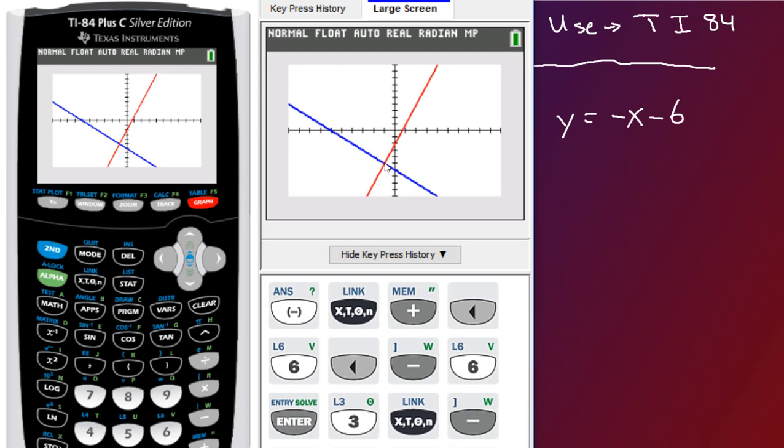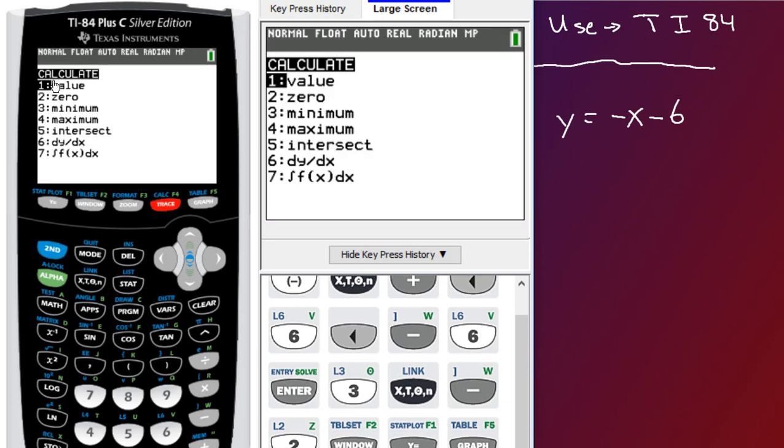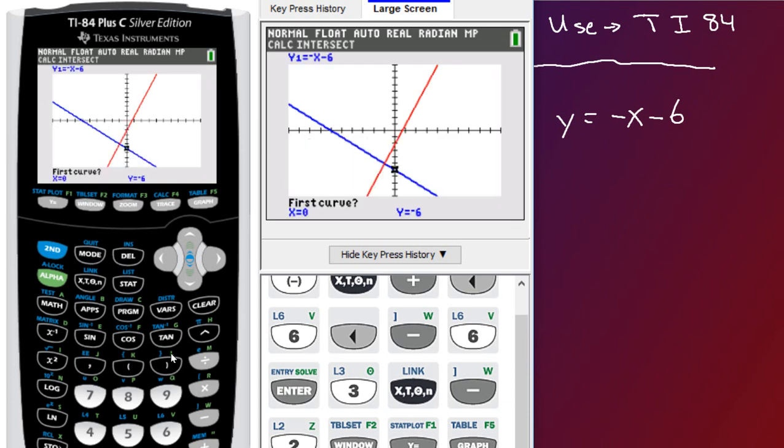Now we will be learning how to find that out algebraically, but for now we're just going to use the calculator to figure out, well, where is this? So to get that, we're going to press second, and we look at this trace. Now I'm thinking of pressing this calc because I'm going to calculate something, and it gives me a bunch of options here. So the one I want is I want to know where these graphs intersect. So that's option number 5. Now you can move down the arrow keys to number 5, or you could go ahead and just press 5 on your calculator. So I'm going to enter there.